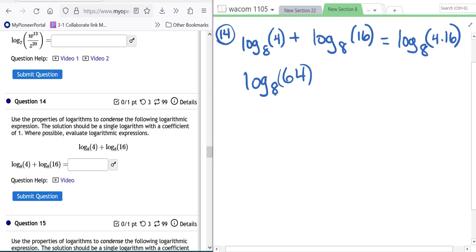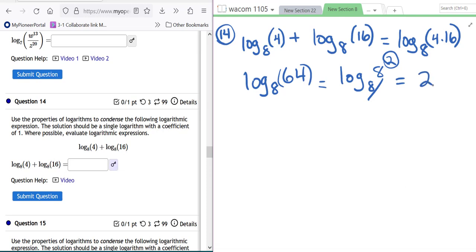And 64 can be written as 8 to a power. It is 8 squared. So the answer on this one is going to be 2. Now, sometimes when you multiply these out, it doesn't give something that you could write in terms of this. So sometimes you might just have to leave what was there.